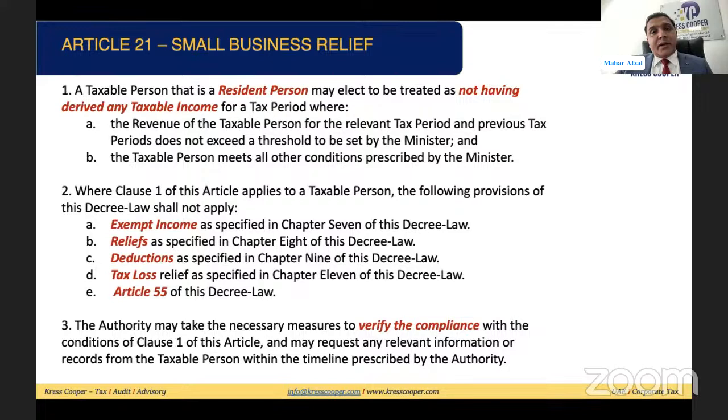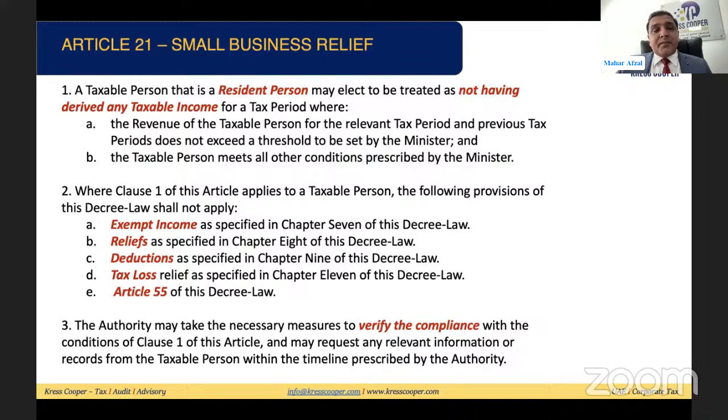It has been given in Article 21A, where it says the revenue of the taxable person for the relevant tax period and previous tax period should not exceed the threshold. This is the most important thing. We cannot say that the person's previous income was beyond the threshold, but now the income has come down and they can go for small business relief. They cannot, because both conditions need to be fulfilled. In the relevant tax period and the previous tax period, revenue must not exceed the threshold. If both conditions are fulfilled and the person meets the conditions specified by the minister, then the person can avail of small business relief.